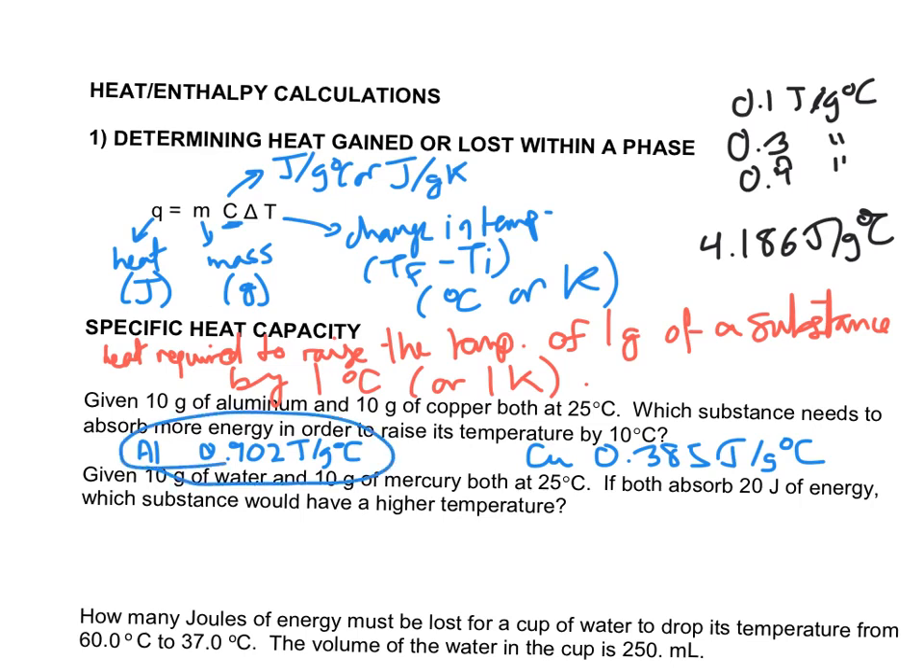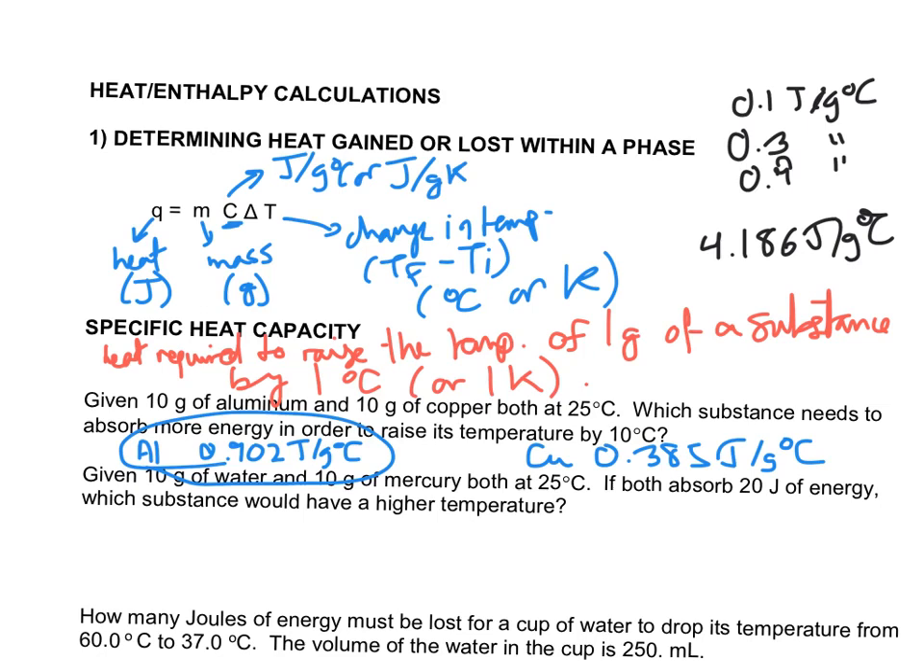Okay, let's look at the next question. It says I have 10 grams of water, sorry, I wrote over it, and 10 grams of mercury, both at 25 Celsius. So again, same amount and same initial temperature. If both of them absorb the same amount of energy, 20 joules, which substance would have a higher final temperature?